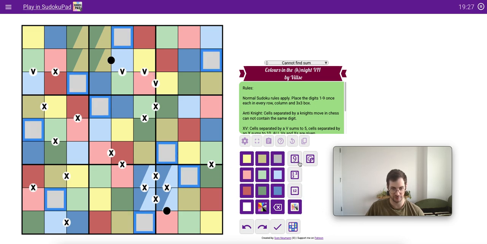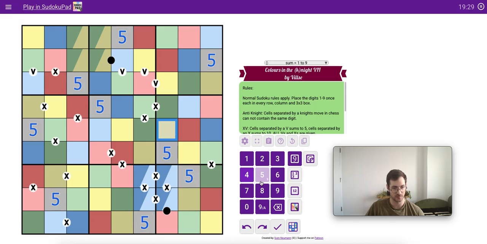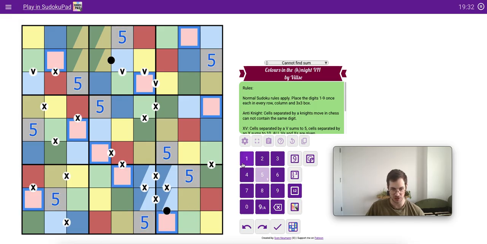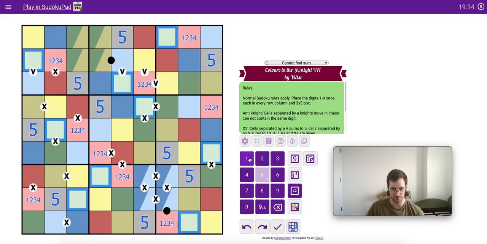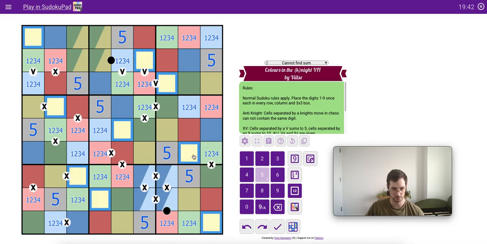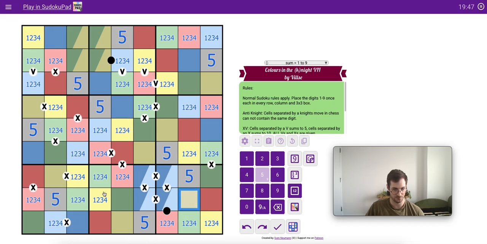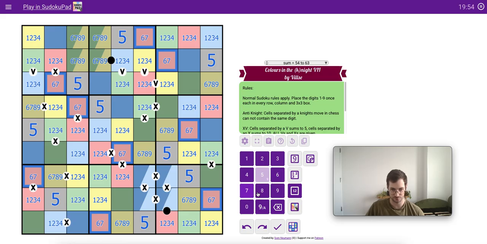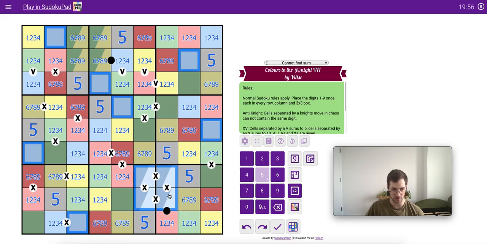Okay. First, I'll give these their digits, which is 5. We know our light digits need to come from 1, 2, 3, and 4. And our dark digits come from 6, 7, 8, and 9. And we'll use a little logic to see what is allowed to be what.